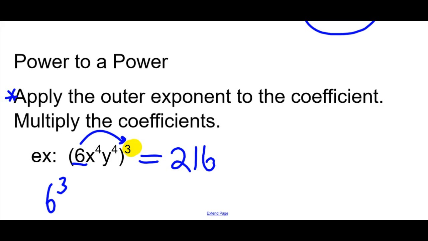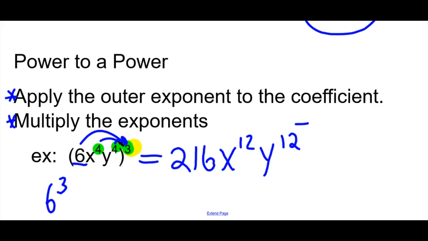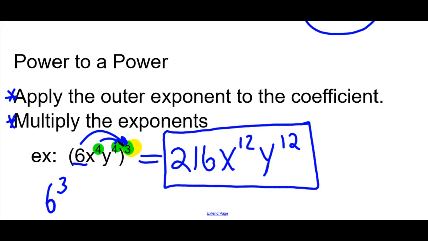That's the first step. Then we are going to multiply the exponents, not the coefficients. So I have a 4 times a 3, that becomes x to the 12th power. With the y, we have the same thing. 4 times 3 gives us y to the 12th power. There is our simplified version of that.